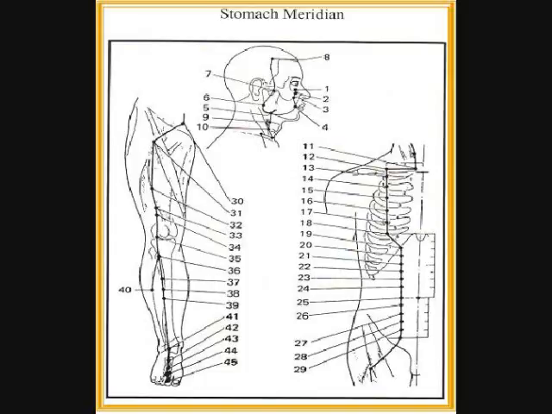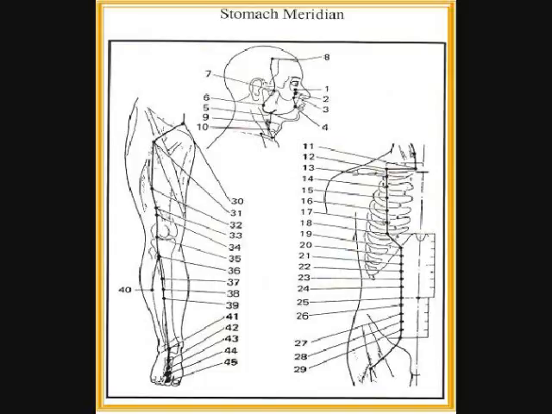Stomach 37. 3 cun below stomach 36, 1 finger's breadth from the anterior crest of the tibia in M. tibialis anterior. Stomach 38. 3 cun below stomach 37, midway between stomach 35 and stomach 41. Stomach 39. 3 cun below stomach 37, 1 finger's breadth from the anterior crest of the tibia in M. tibialis anterior.